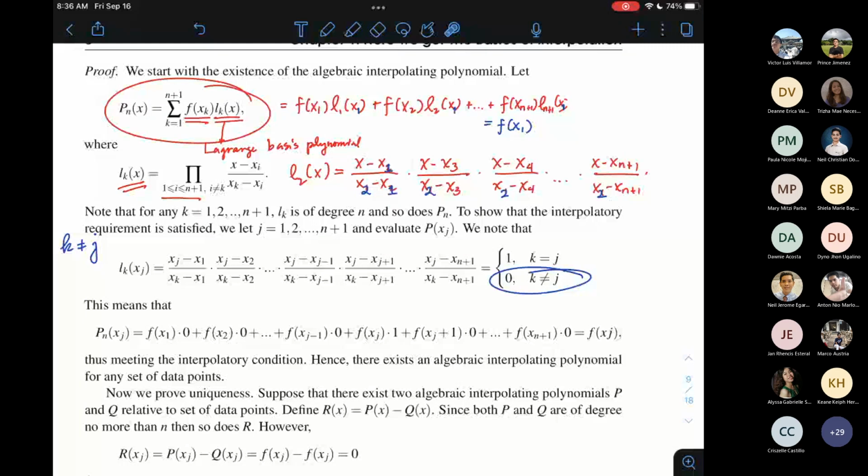And the Lagrange form is given by the summation of f of x sub k, which are the function values given in your data set, times the Lagrange basis polynomial. Then we take the summation over all the n plus 1 data points. The kth Lagrange interpolating polynomial is simply the product of x minus x sub i over x sub k minus x sub i, going from 1 to n plus 1, provided i is not equal to k.